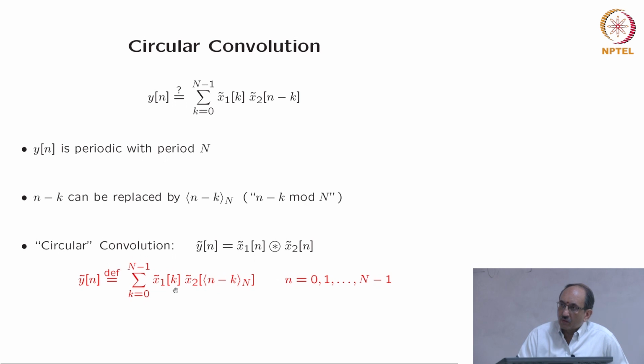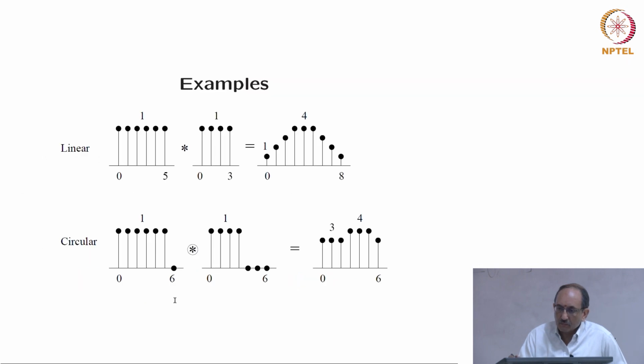and you need to worry about values of shifts only in the range 0 to N minus 1, because you are going to keep one sequence fixed and then flip the other signal and shift. In the linear convolution, all possible shifts meant the shifts going from minus infinity to plus infinity. In this case, because of periodicity, the only shifts you need to consider are between 0 and N minus 1, because any shift outside of this range will be the same as a shift within this range. So this is indeed the definition for circular convolution, and here are some examples.